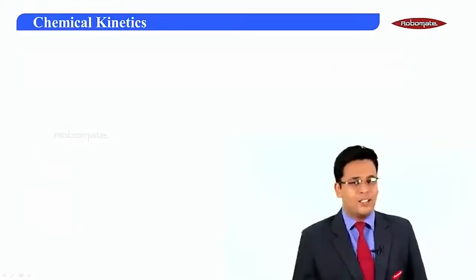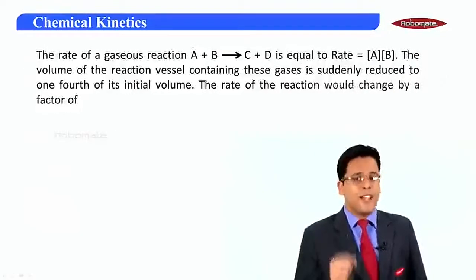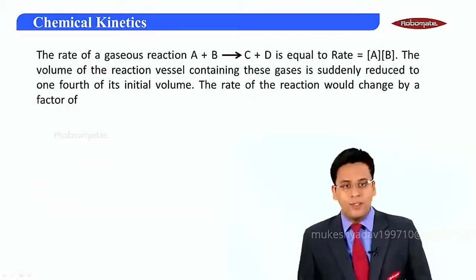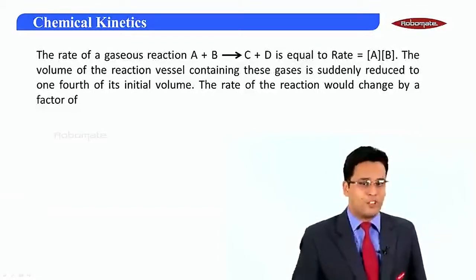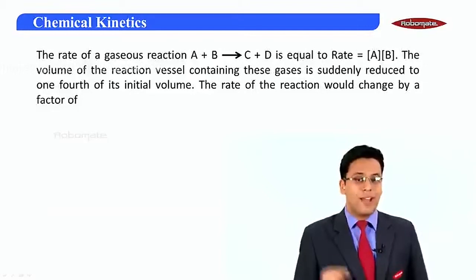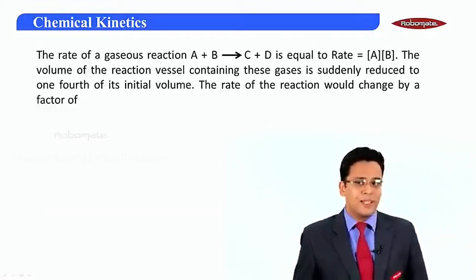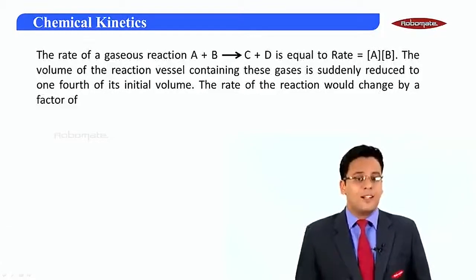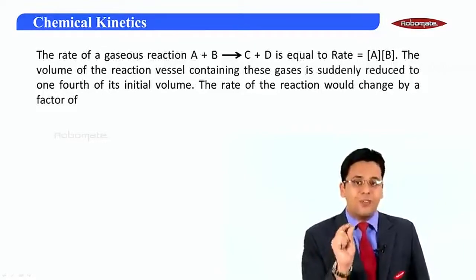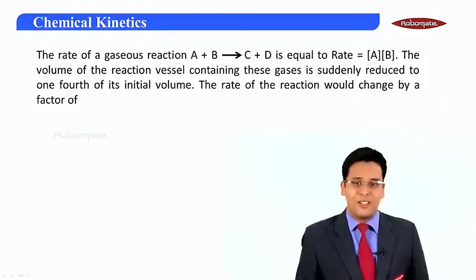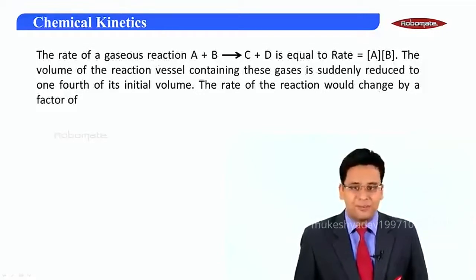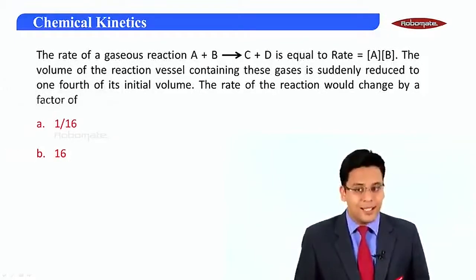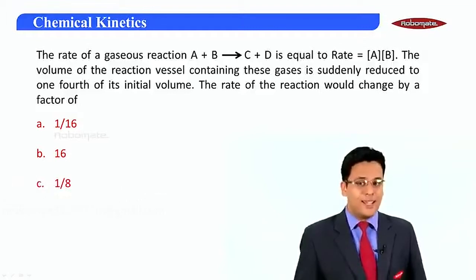Let's take a look at another multiple choice question. The rate of a gaseous reaction A plus B giving C plus D is given by rate is equal to [A] into [B]. Both the orders, alpha and beta, happen to be 1 here. The volume of the reaction vessel containing these gases is suddenly reduced to 1/4 of its initial volume. The rate of the reaction would change by a factor of: A, 1 by 16; B, 16; C, 1 by 8; or D, 8.